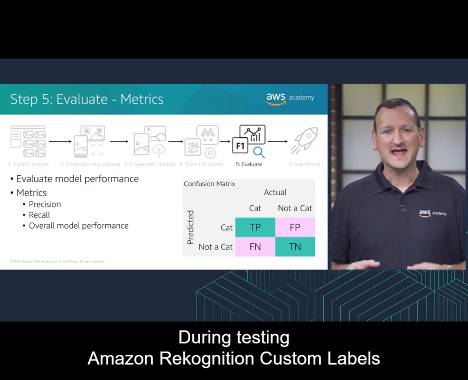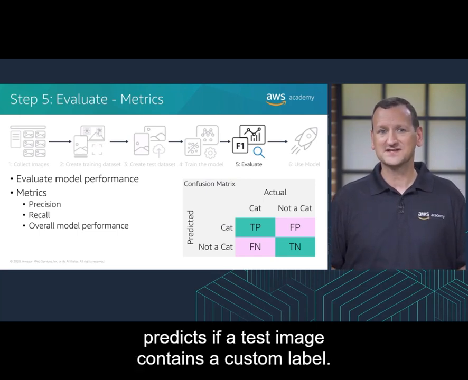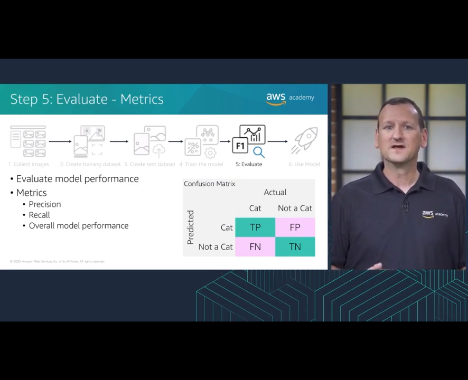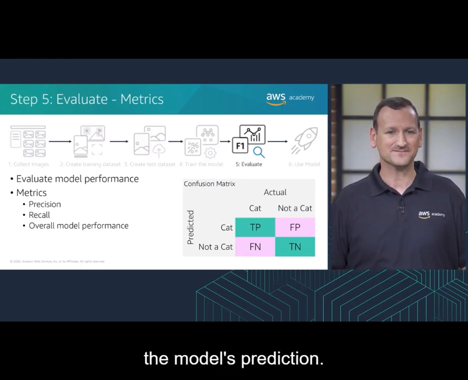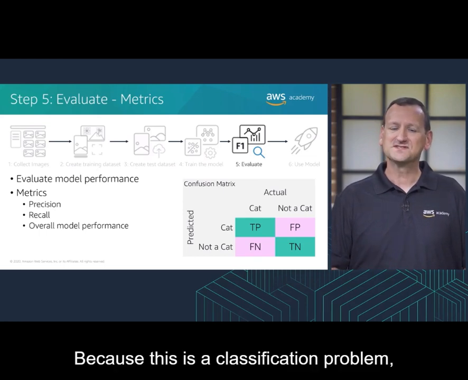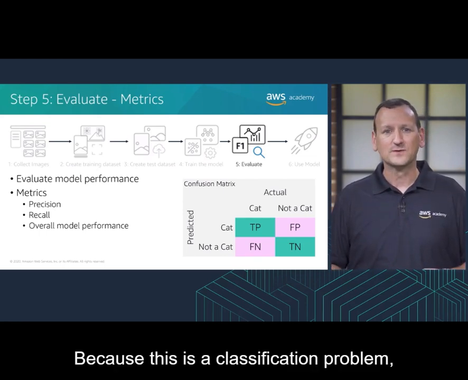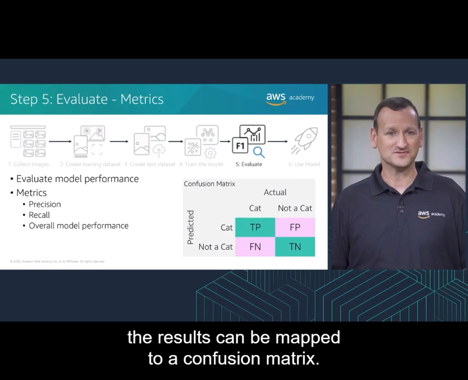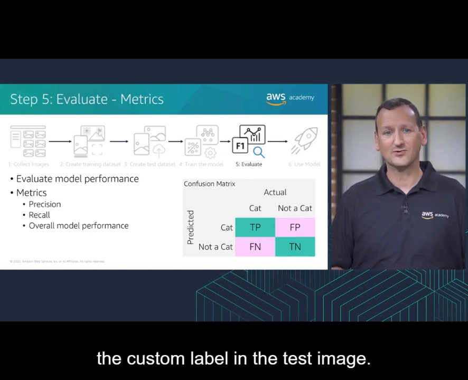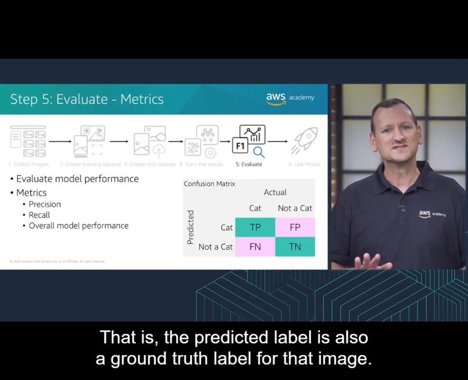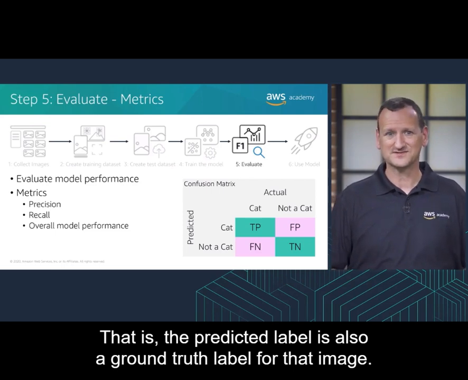During testing, Amazon Rekognition Custom Labels predicts if a test image contains a custom label. The confidence score is a value that quantifies the certainty of the model's prediction. Because this is a classification problem, the results can be mapped to a confusion matrix. With a true positive, the model correctly predicts the presence of the custom label in the test image. That is, the predicted label is also a ground truth label for that image.